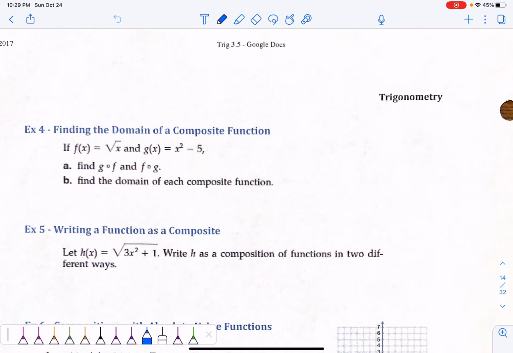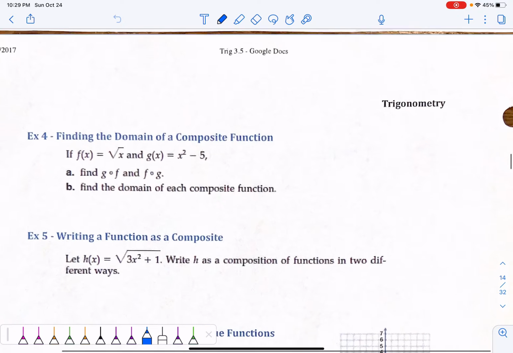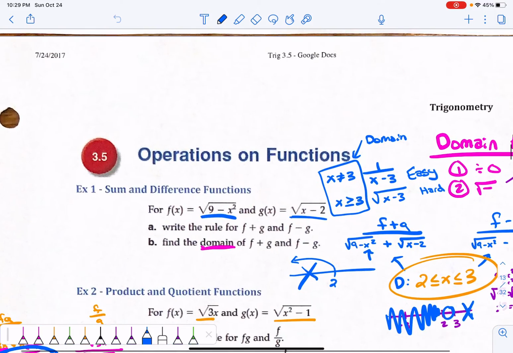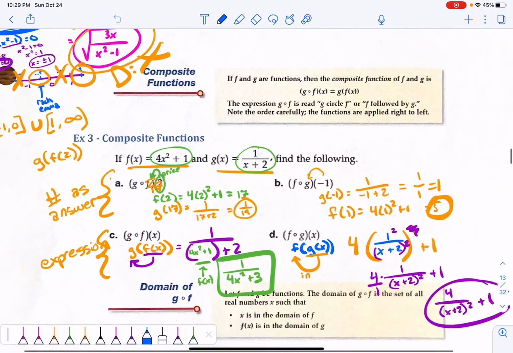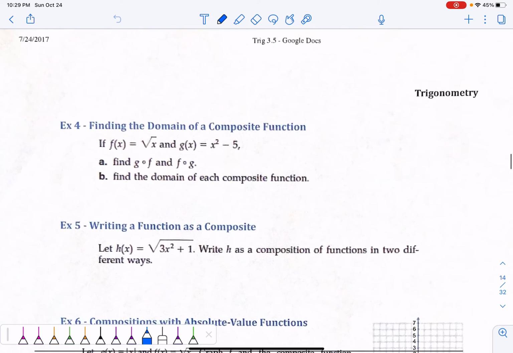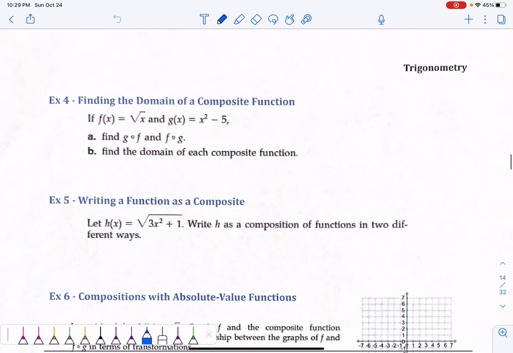Okay, Trig, I'm home with the sick kiddo today. On Wednesday, we started section 3.5, which is operations of functions. You guys already have this worksheet for this section, but we're going to do the last couple examples on the back side of the notes, and then you will be good to go.